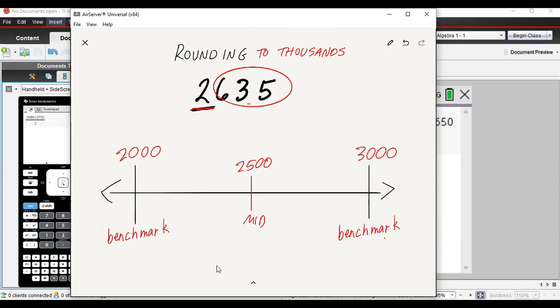And now, where does this number go? Does it go to the left or does it go to the right? Obviously, it's going to go to the right because 26 is bigger than 25. So we would put it over here, which means that if we're rounding this, we want to find which of the benchmark numbers we are closer to. So we're closer to 3,000, and that would be our rounding to the thousands place, to the thousands.